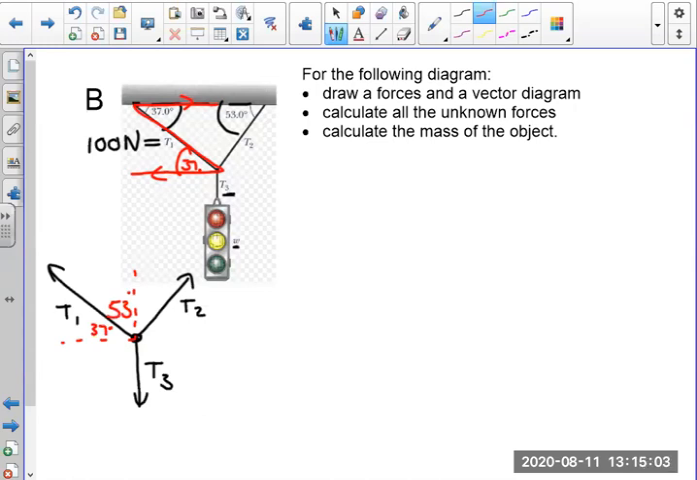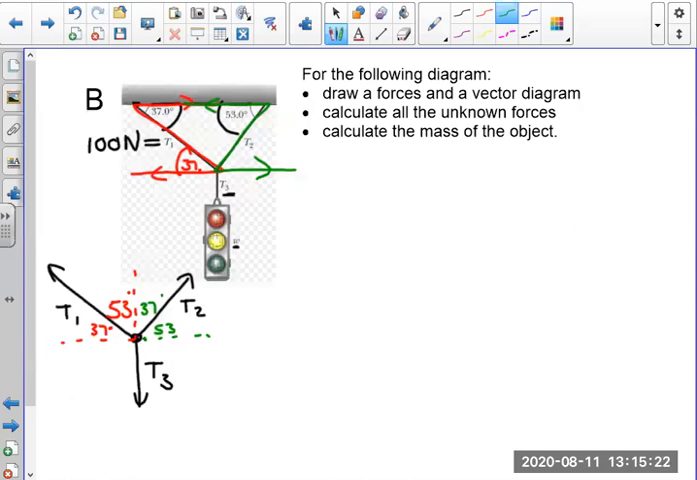Same with this side. Let's look at this side for the angle. Again, these two lines are parallel to each other, so it means that this angle is 53. So this angle is going to be 37.